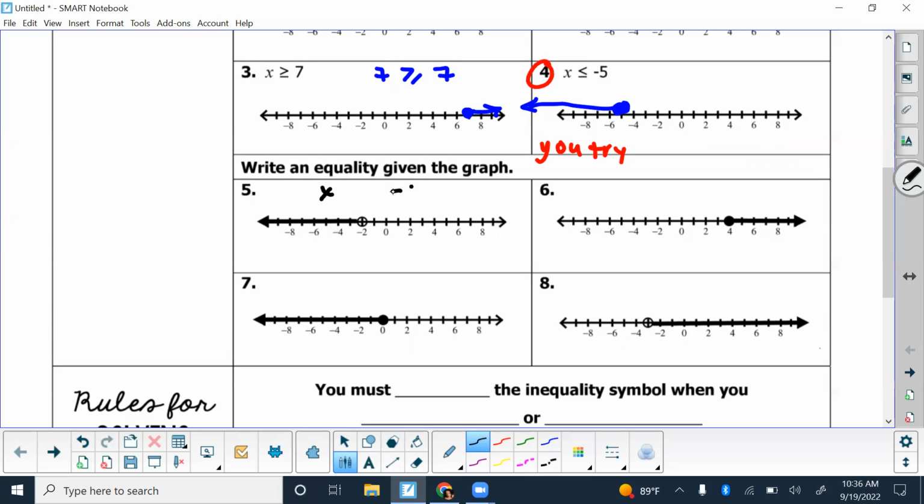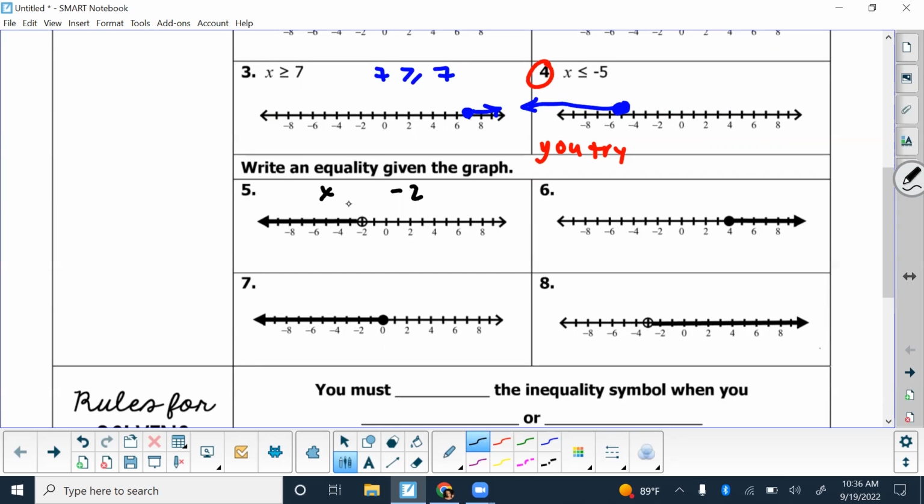And why the -2? Because that's where the circle is. All right, so starting where the circle is, that means that is where the boundary starts, because inequalities give you boundaries. To pick the symbol, look at what's going on here.